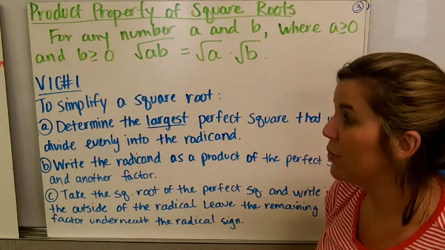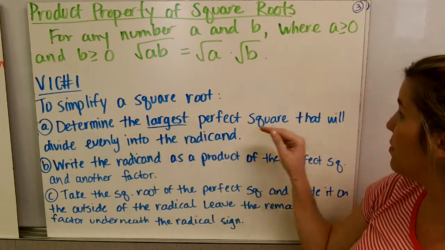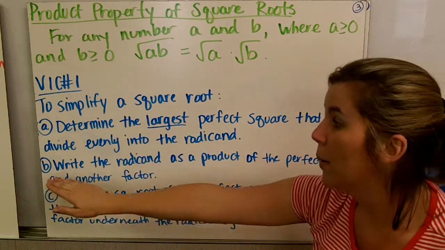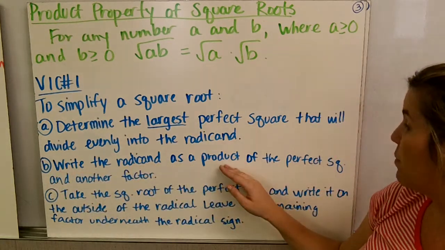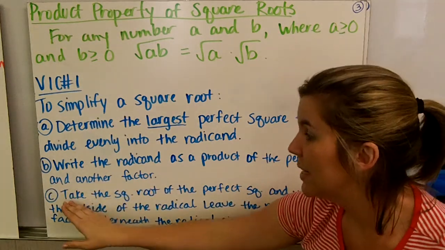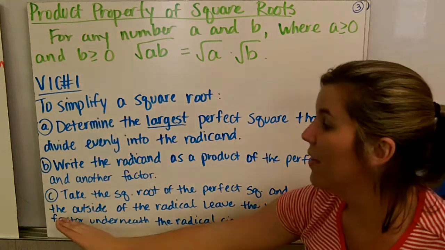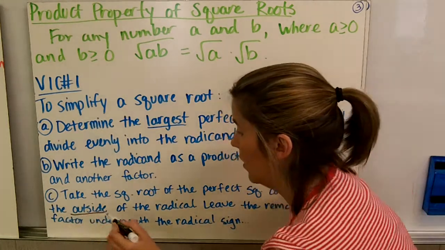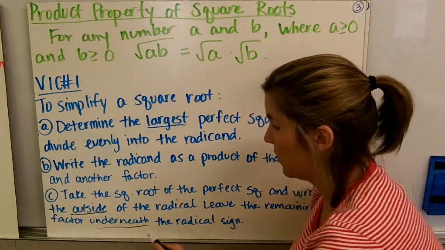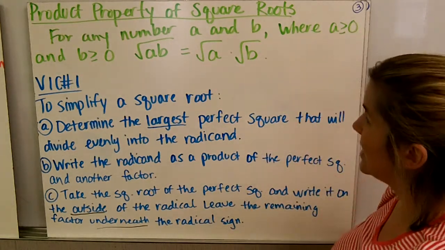Big number 1, there are 3 parts. To simplify a square root, first, determine the largest perfect square that will divide evenly into the radicand. Then, write the radicand as a product of the perfect square and another factor. Part C, take the square root of the perfect square and write it on the outside of the radical. Leave the remaining factor underneath. So the square root comes out, the other factor stays inside.